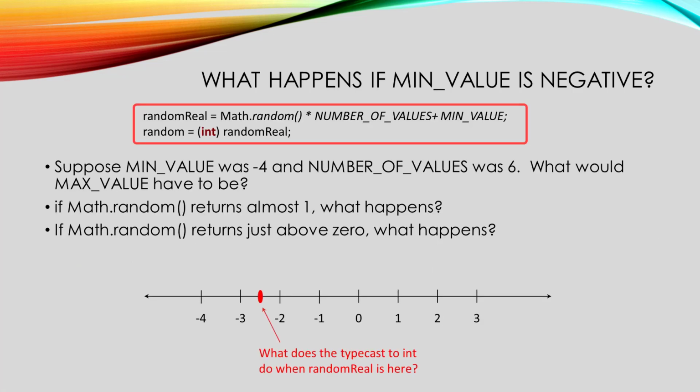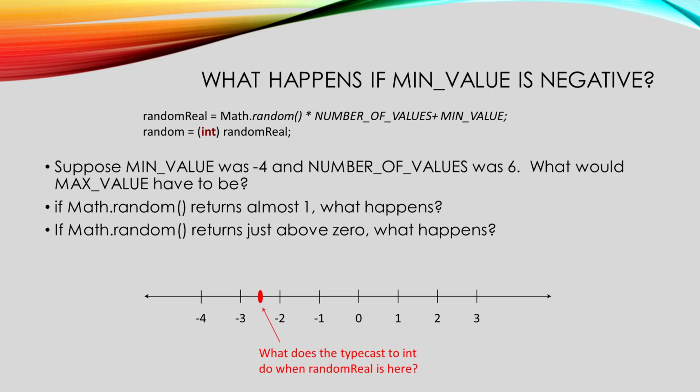The code in the lab generates the random number in 2 steps. It does the calculation through adding the minimum value and stores that result into random real. Then it typecasts that result to get the random int we need. One source of bugs is that things behave a little differently when numbers are negative. So let's see what happens if our range includes both positive and negative numbers.